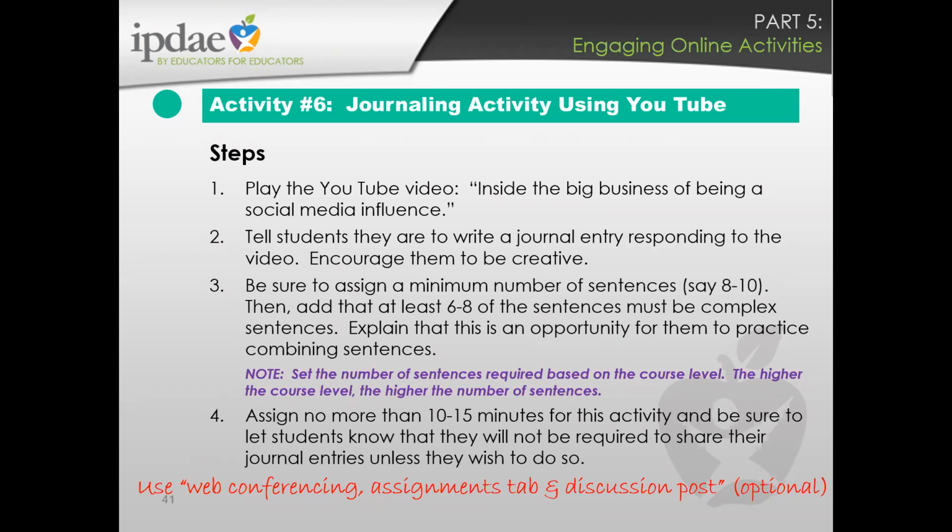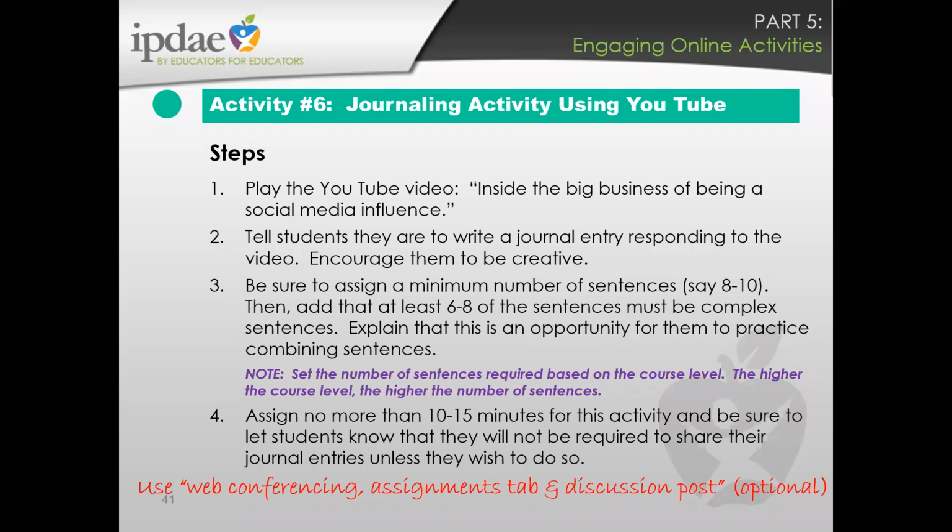3, be sure to assign a minimum number of sentences. I normally do about 8 to 10. And then advise your students that at least 6 to 8 of these sentences need to be complex sentences. Why? This provides them with an opportunity to practice combining sentences, which you taught them in the earlier activity. Now, also, let me just make a brief note regarding the number of sentences for the activity. Please set the number of sentences based on the course level. The higher the course level, the higher the number of sentences.